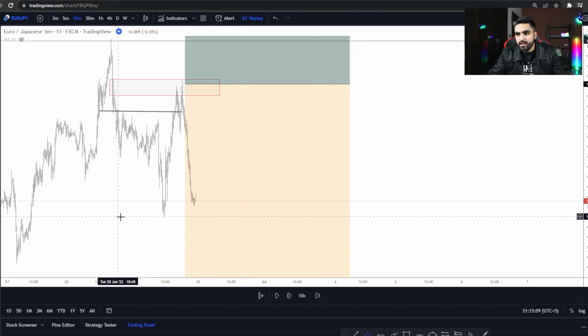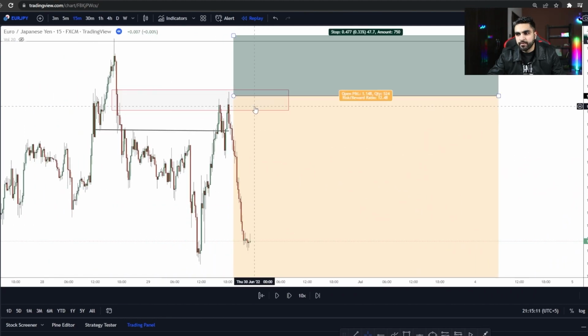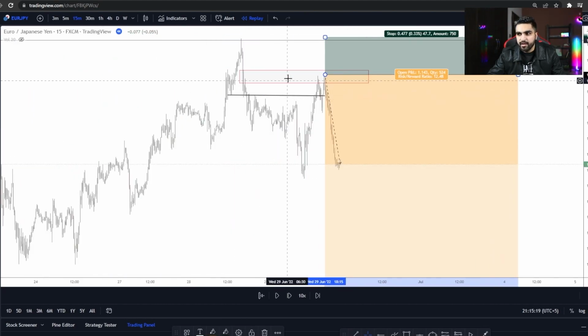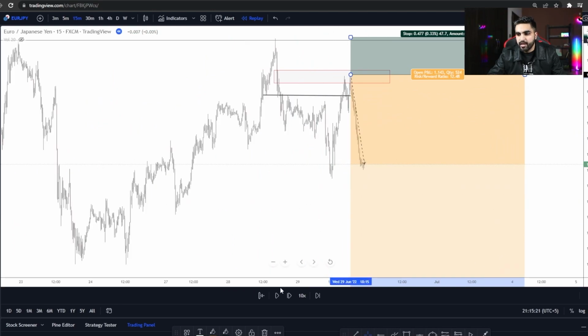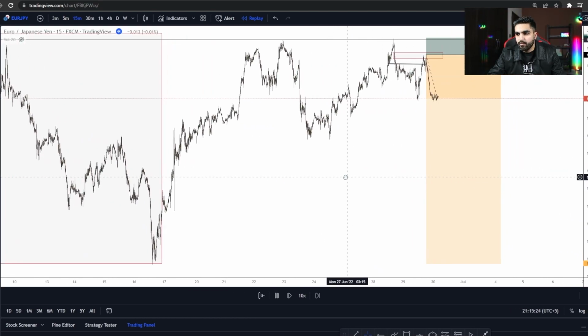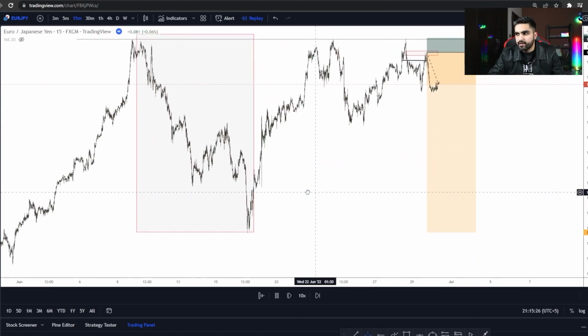Now as we can see, right at this area my entry was executed and now the sellers are coming to the downside. So we will see what kind of a movement we will get towards our take profit area.